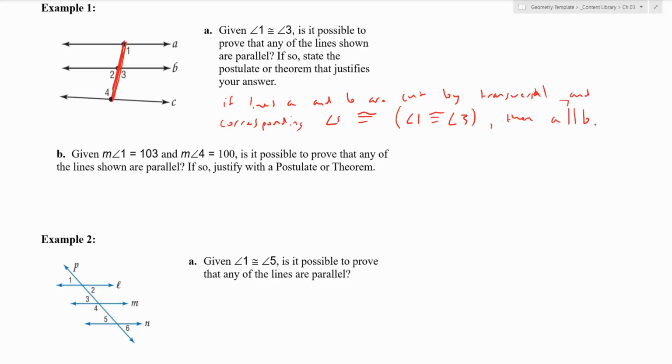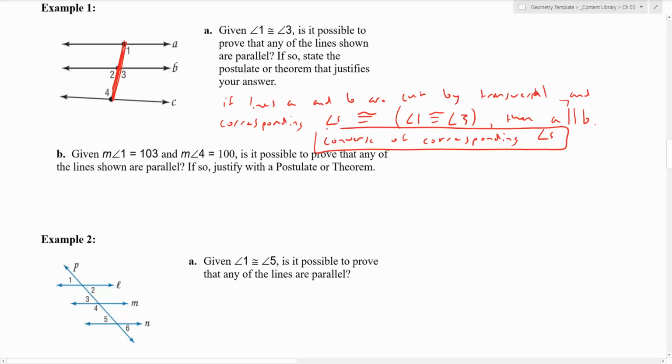Is that it? Converse of corresponding angles. Boom. Okay.